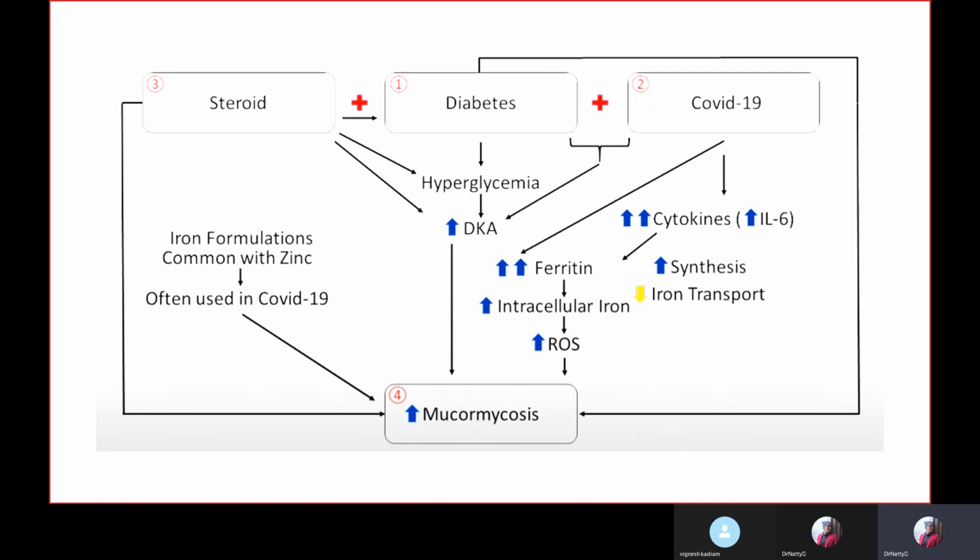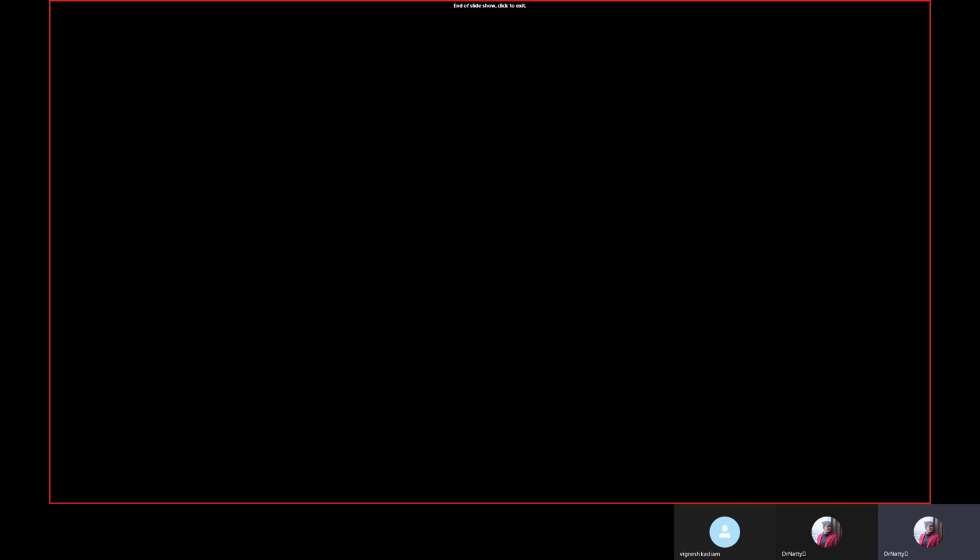In mucormycosis of the oral cavity, a very typical feature is perforation of the palate. The patient will have a very severe ulcer with sloughing of the mucosa, exposure of the bone, and perforation of the palate. These are the classical features of mucormycosis of the palate.